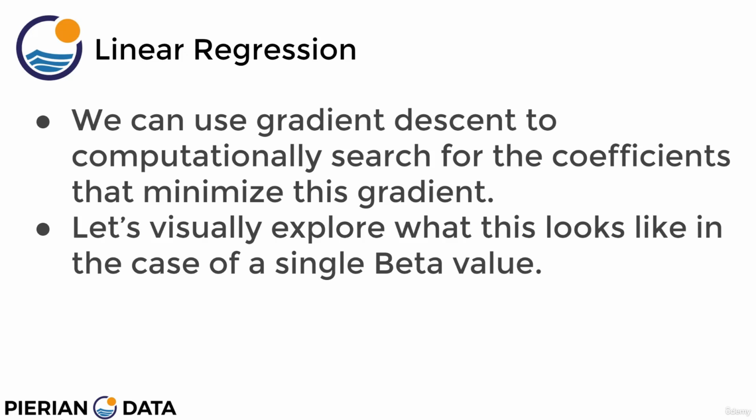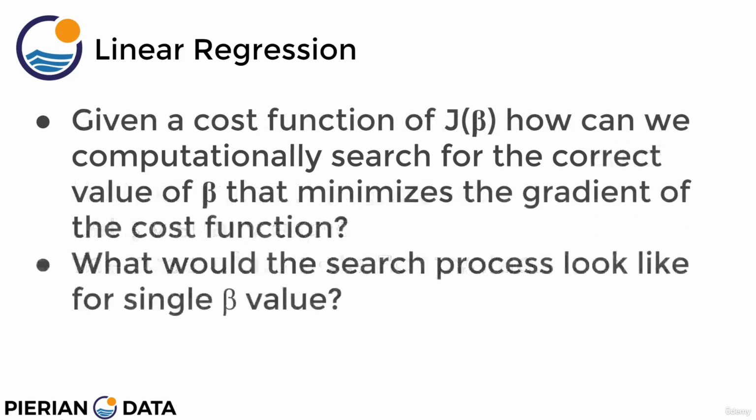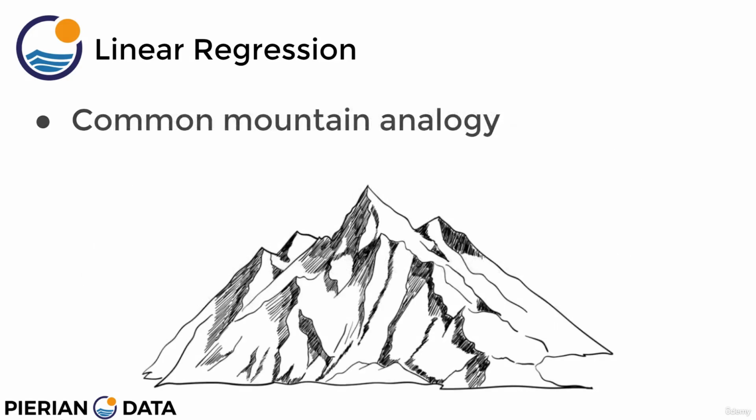What would that actually look like if you were to explore? So essentially, given a cost function, J of beta, how can we computationally search for the correct value of beta that minimizes the gradient, or derivative in this case for a single beta, of the cost function? And what would the search process look like for a single beta value? Let's begin by exploring an analogy first. There's a really common mountain analogy for gradient descent.